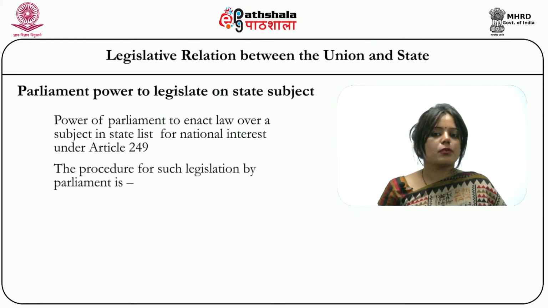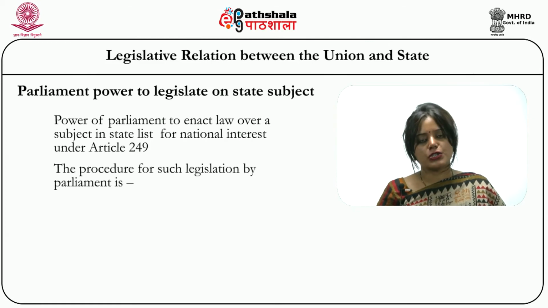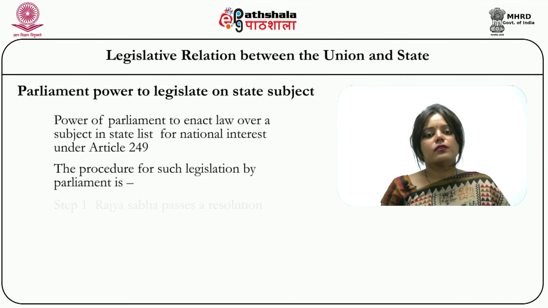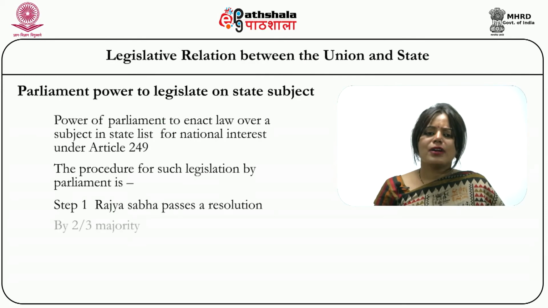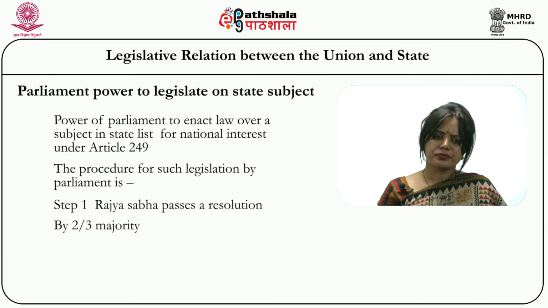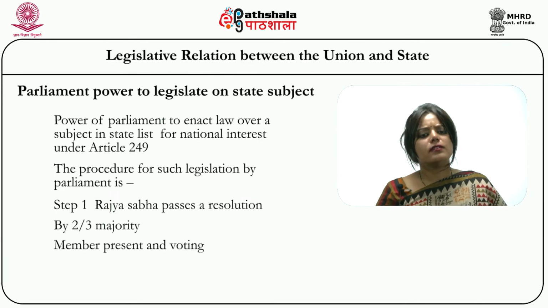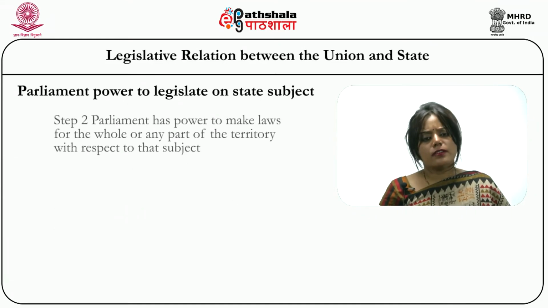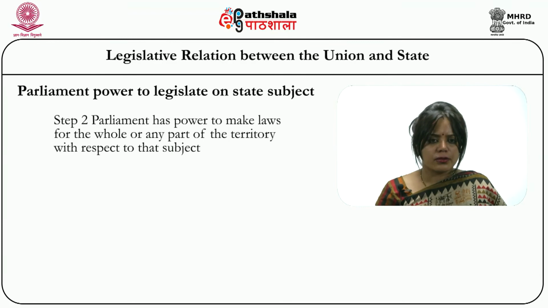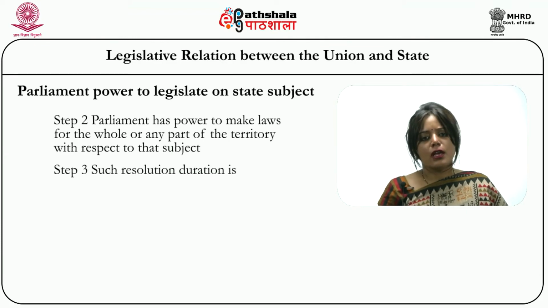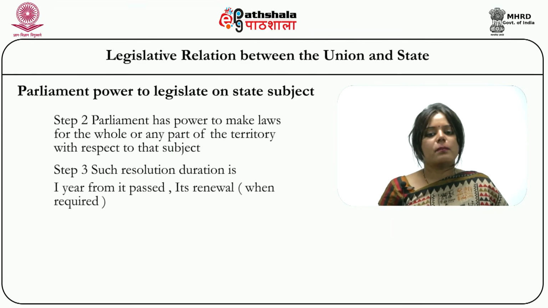Here, I will discuss the procedure for such legislation by Parliament. The first step is that Rajya Sabha passes a resolution by 2/3 majority of the members present and voting. In the second step, Parliament has power to make laws for the whole or any part of the territory with respect to the subject. And the third step is that such a resolution's duration is 1 year from when it is passed.